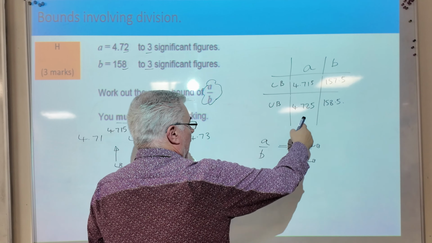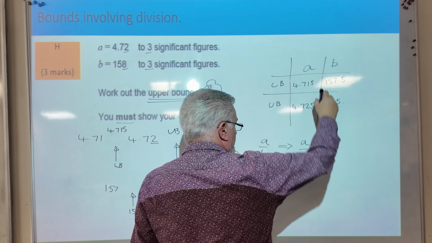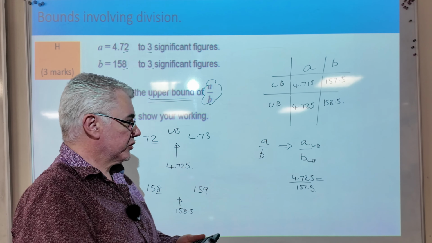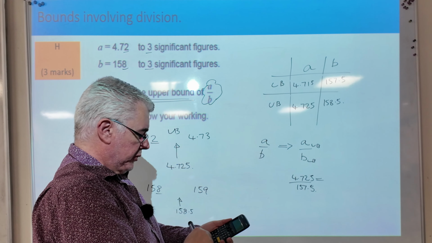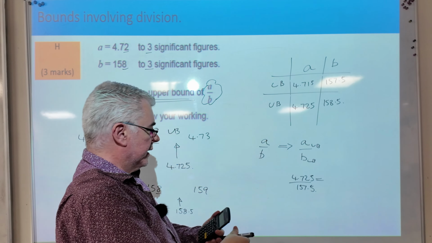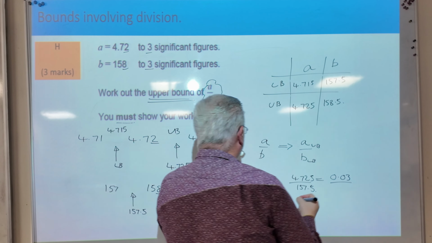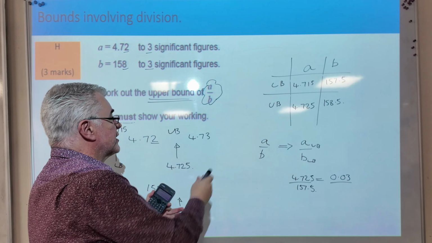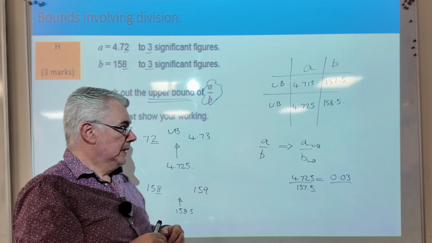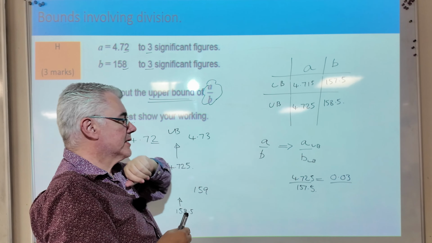Let's have a look. So I'm going to do A upper bound divided by B lower bound. Going to use my trusty calculator to work out this. I would assume this is going to be on a calculator paper. Gives me a really nice number of 0.03. And that's my answer. That is the highest possible value this could have been before that rounding takes place. As I say, always start off with this. It's going to get you a mark at least.